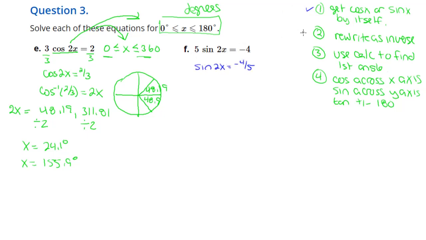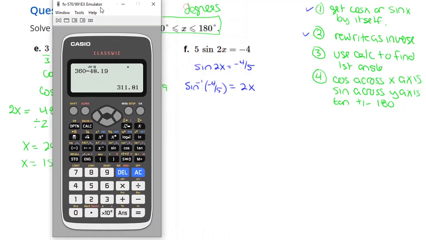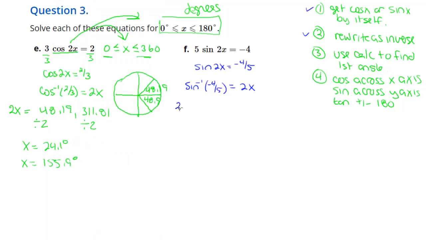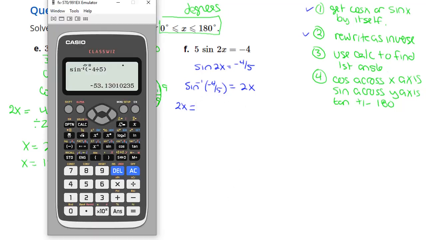So anyway, this next one is going to start out pretty much the same way. We're going to rewrite it as an inverse. -4/5 is equal to 2x, and then we're going to use the calculator to find our first angle, and we put -4/5 in there, and we find out it's -53.13. I know it's not within the acceptable range, but I'm not worried about that. So 2x is going to equal -53.13.